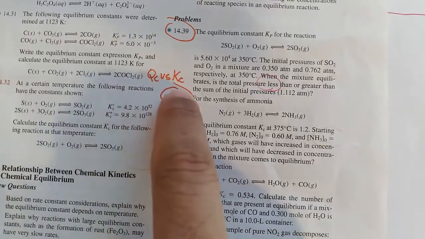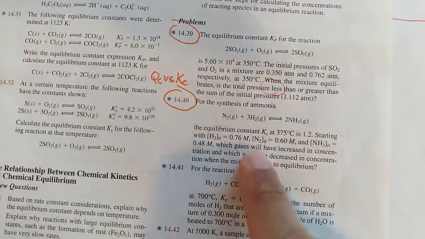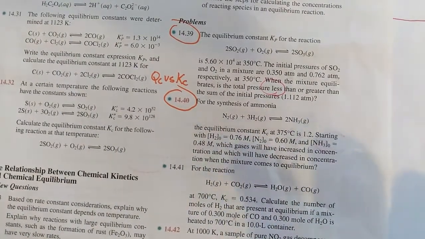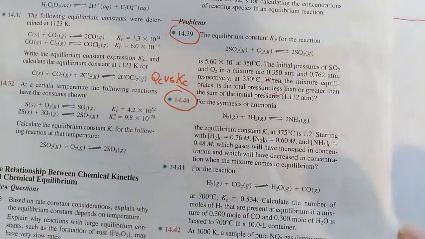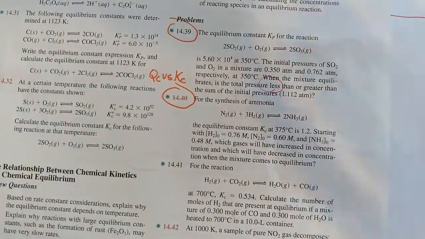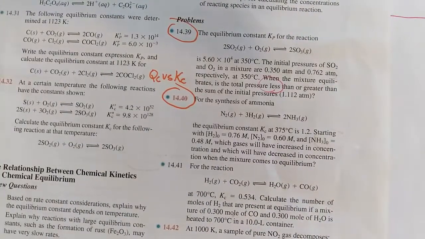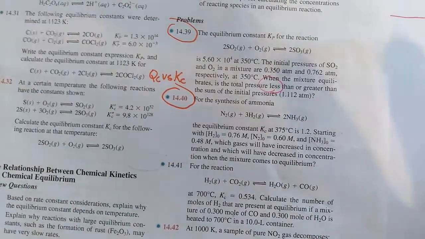Now, if QC is equal to KC, then you know that the concentrations, or the pressures if it's gases, are equilibrium conditions. And so those are the correct concentrations or pressures at equilibrium. But if your QC and KC are not equal to one another, which way will the reaction go based on the given conditions? Which way will the reaction shift to obtain equilibrium?